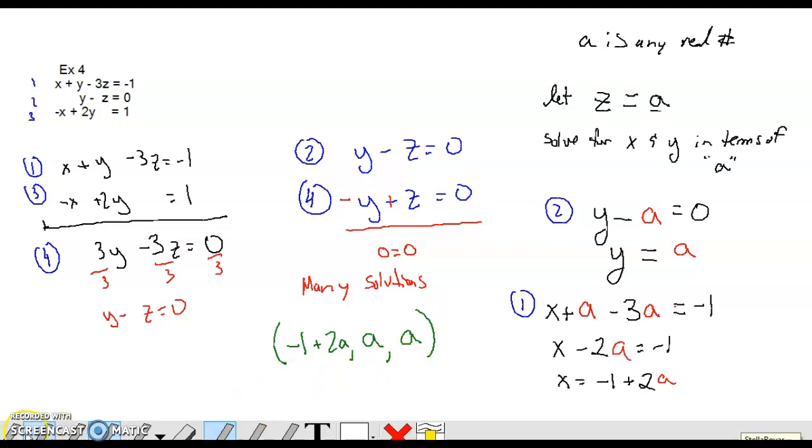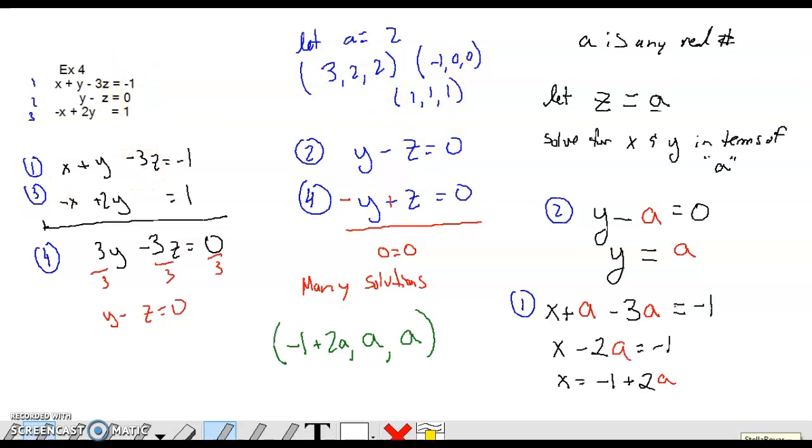So here, if we want a solution, I could say, let A equal 2. Then 2 times 2 is 4, 4 minus 1 is 3. So 3, 2, 2. Or I can say A is equal to 0. So this will be negative 1, 0, 0. I can say A is equal to 1. So 2 times 1 is 2, 1 minus 1 is 1, so 1, 1, 1. So notice that I have 3 solutions, and again, I can check them all into here.